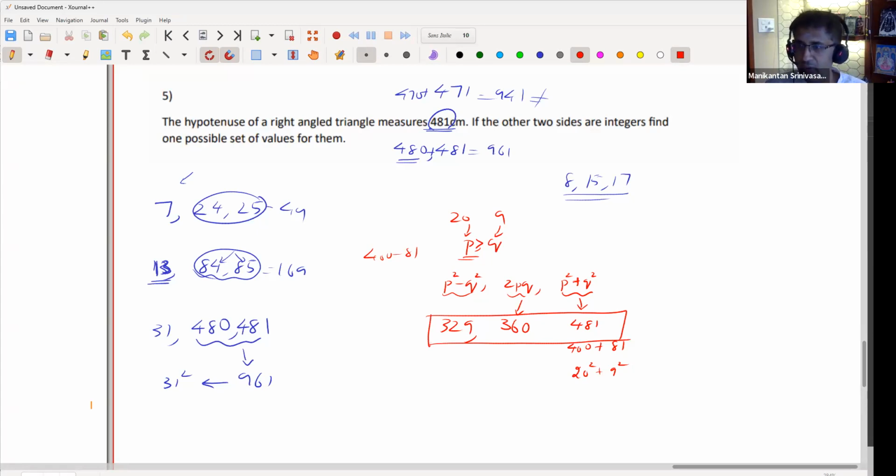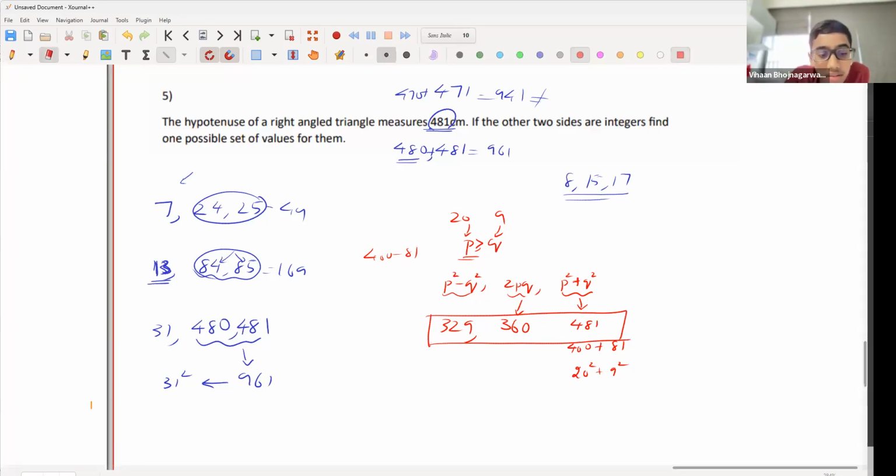You have a calculator with you guys? Any of you? Yeah, or just Google it and you can square it. 329 square plus 360 square. I want you guys to get convinced. No, sir, they're not the same. It's 487 point something.